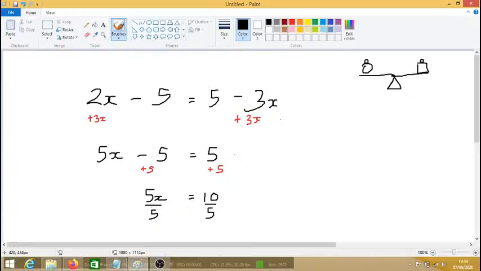5 of something divided by 5, well, 5 divided by 5 is going to be 1, so it's cancelling out. Just going to be left with 1x, or just x. And 10 divided by 5 is 2, and that's your answer. You can check it back in. 2 times 2, because we think x is 2, is 4. 4 take away 5 is minus 1.